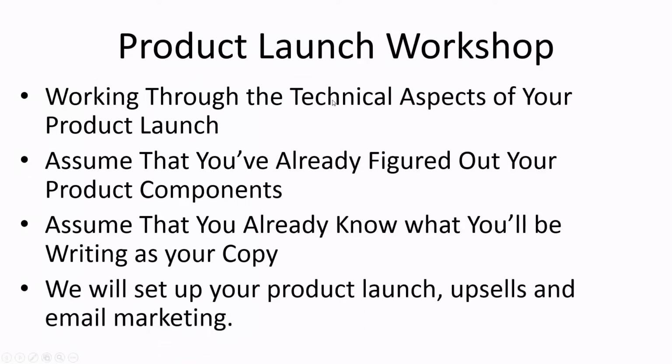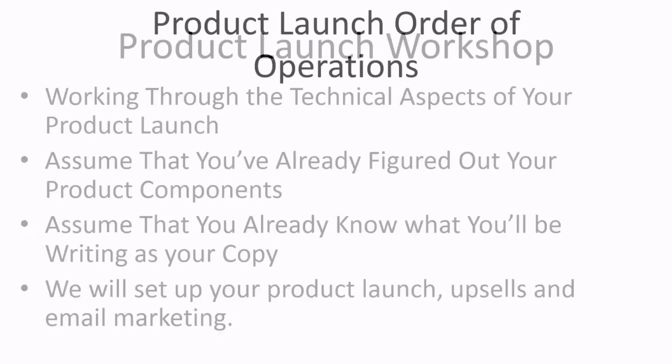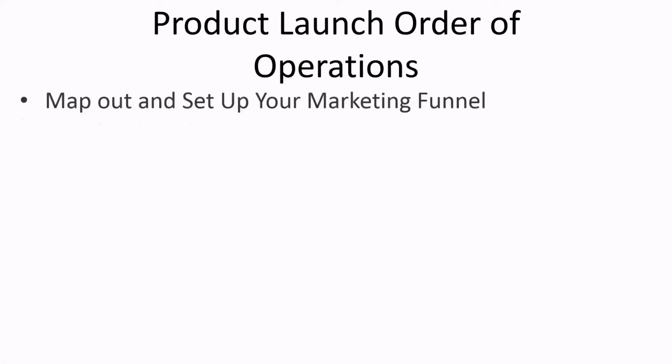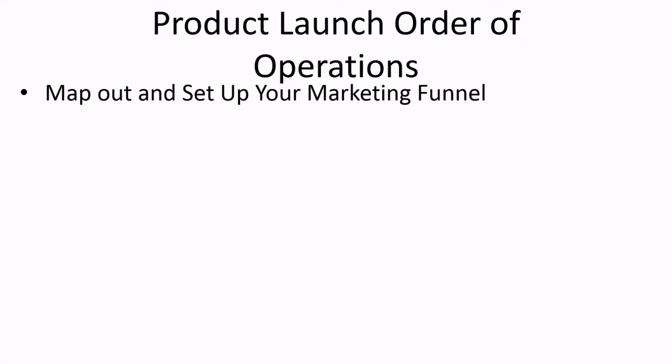All right, so what we're going to do is set up your product launch, your upsells, and your email marketing. Let's talk about the order of operations, the order in which you need to do things. The first thing you're going to want to do is map out and set up your sales and marketing funnel. Let's talk about what that means.